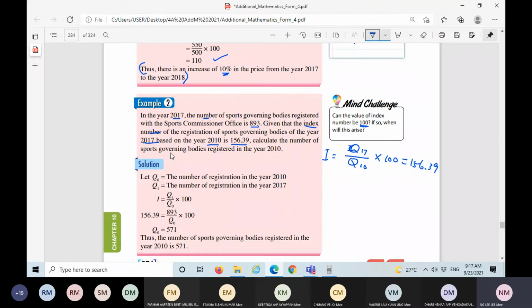Calculate the number of sport governing bodies registered in the year 2010. Means they're asking for Q10. Given 17 is this number, so this is the Q17. So you can find, Q17 is 893. Use this formula, over Q10 equals to this one times 100. Can move to this side, become divide 100. Then after that you calculate. Okay, this is the answer you get.